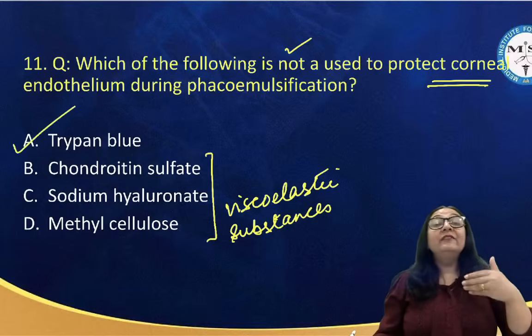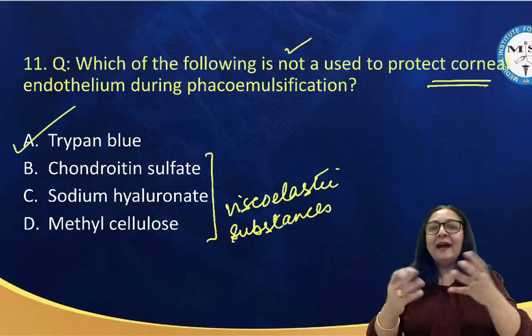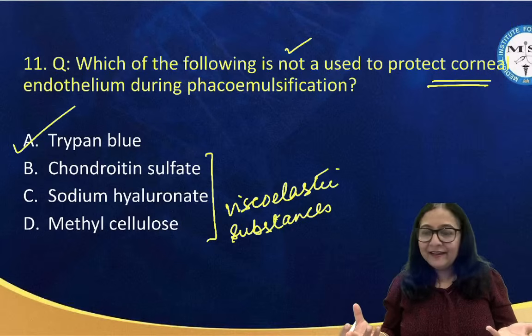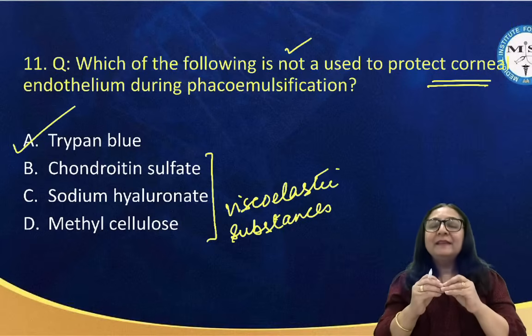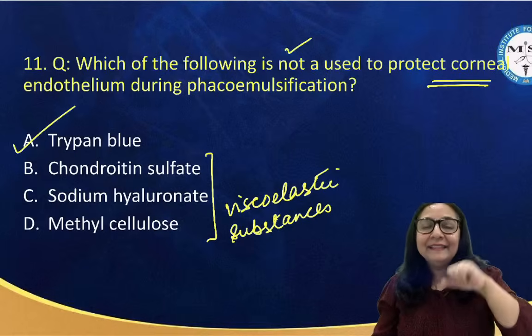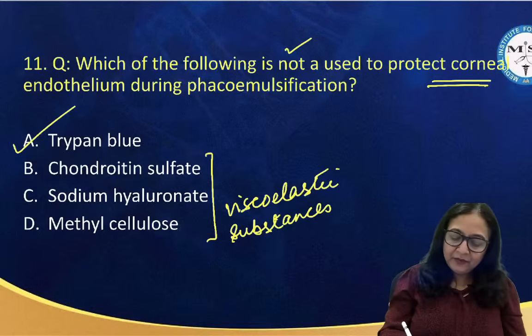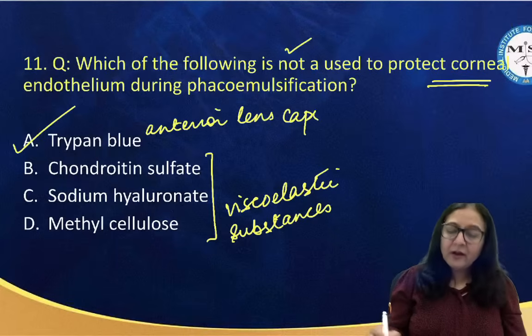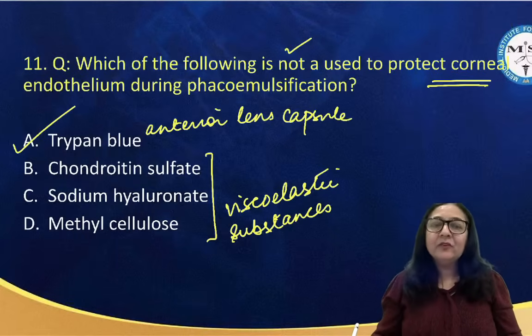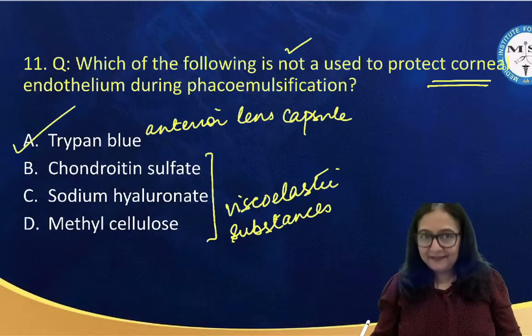Trypan blue is a dye. A dye has no role to protect the corneal endothelium. Trypan blue is a dye which is used to stain the anterior lens capsule. This is used during surgery when the cataract is mature and you want to do capsulorhexis or capsulotomy. That will assist in this.